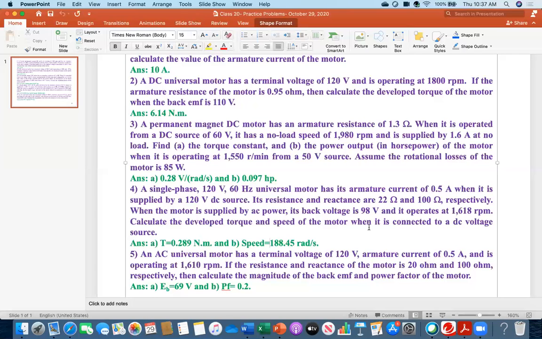For number 5, I'm trying to find the back voltage currently. What I was trying to do was the terminal voltage minus IA times 20 plus J100. Yeah, you are right. There will be a phase angle, so you don't need to do that. Just find the magnitude. For 20 plus J100, you just take the magnitude portion and then multiply with current. That's why I said just calculate the magnitude of the back voltage. Okay, let me see if that changes my answer then.